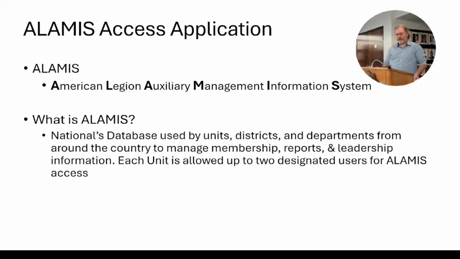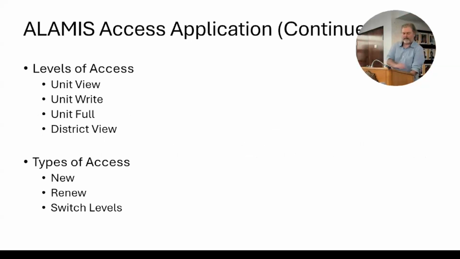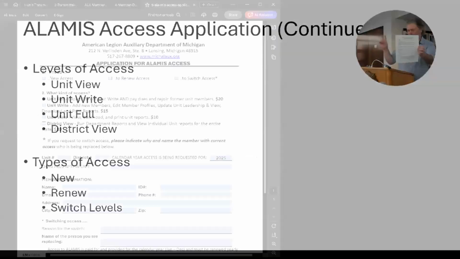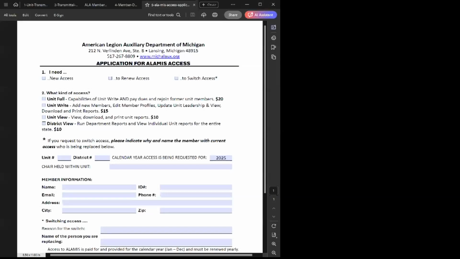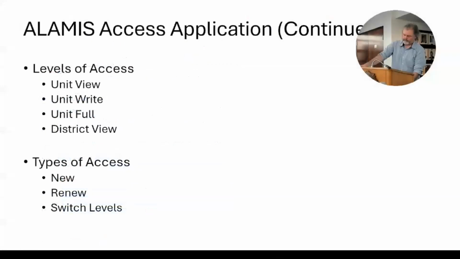So we're going to go through what the ALA MIS application is. All right, that's this one here. One thing I do want to let you know is each unit is allowed to have up to 2 designated users for the ALAMIS access. So 2 people from your unit, you cannot have a third person. If a third person tries to get access and 2 people already have access, that person will not get access.